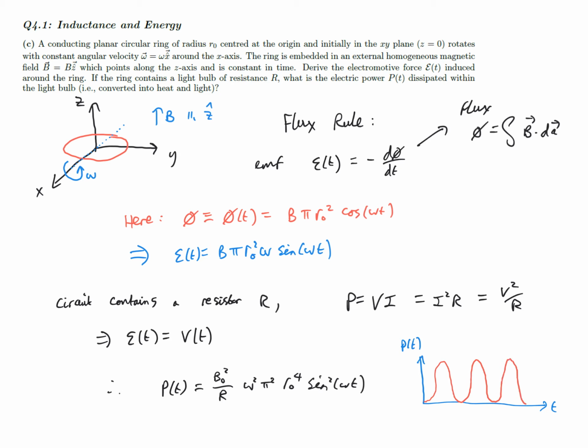It's something that is always positive because we have sine squared. The period, of course, is controlled by omega, and then we have this maximum value here, which is precisely this constant B naught squared omega squared pi squared, running out of space, R naught to the 4 over R. And this goes down to 0, of course. So because we have something that is rotating, we end up with an AC current and an oscillatory power.